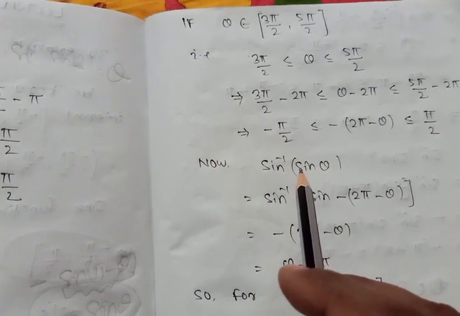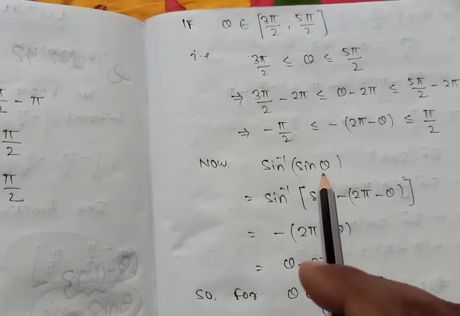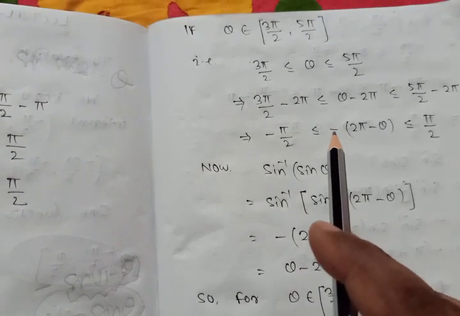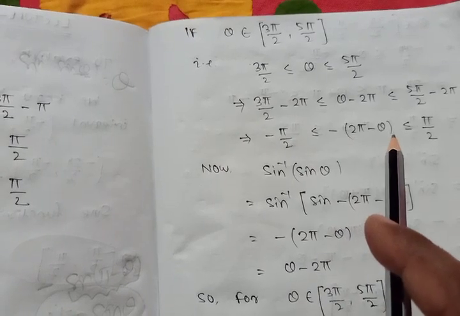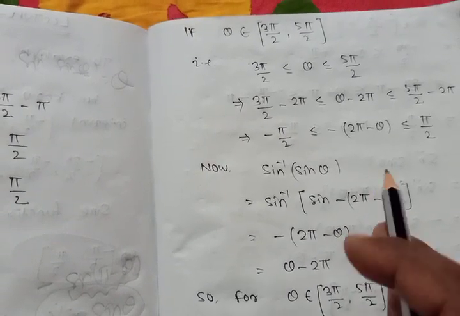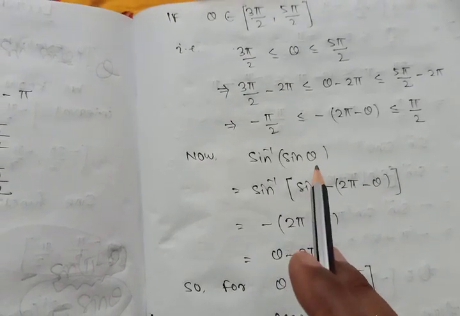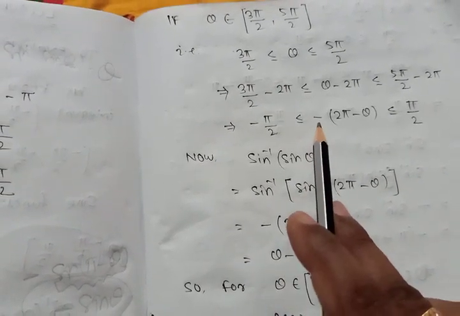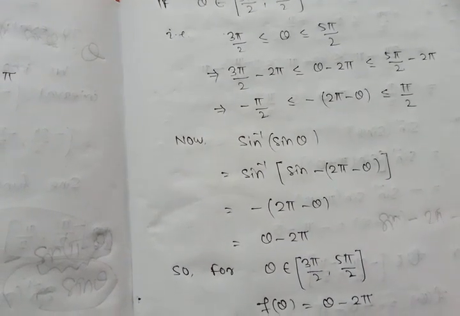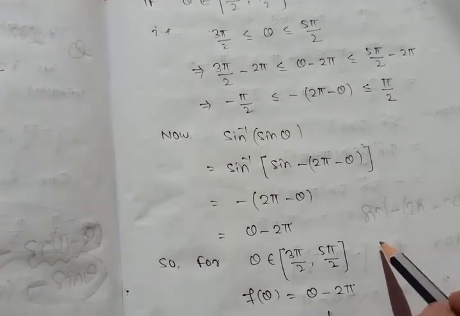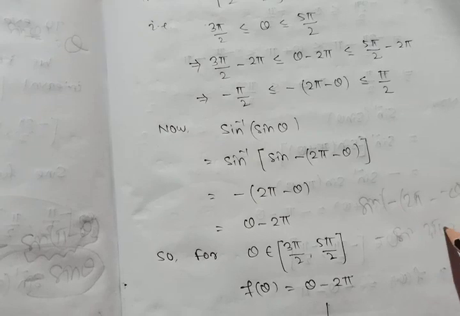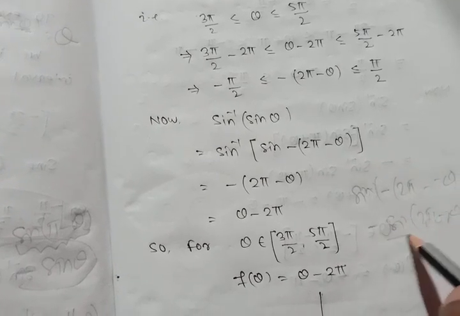Now what should we put here? In place of sin theta, you must put sine of this angle, sine of minus (2 pi minus theta). Then if it needs to balance, try to balance it. So in place of sin theta, I am putting sine of this angle. What is it? It is sine of minus (2 pi minus theta). This is sine of minus theta, that is minus sine of 2 pi minus theta. But sine of 2 pi minus theta is again minus theta.